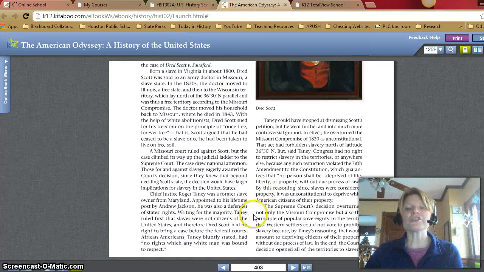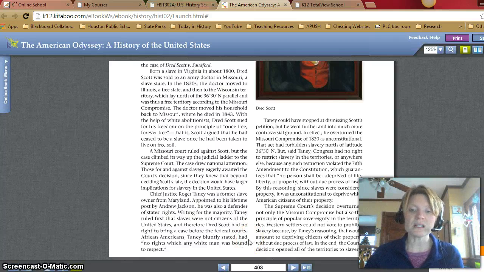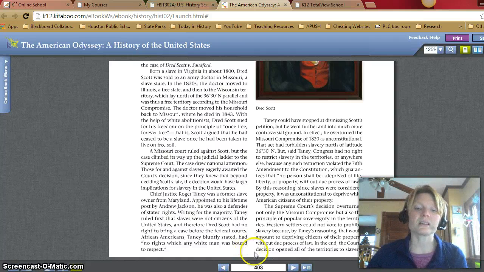The Supreme Court's decision overturned not only the Missouri Compromise, but also the principle of popular sovereignty in the territories. Western settlers could not vote to prohibit slavery because, by Taney's reasoning, that would amount to depriving citizens of their property without due process of law. In the end, the court's decision opened all of the territories to slavery.